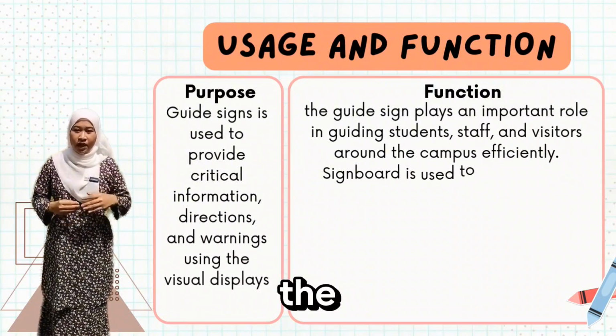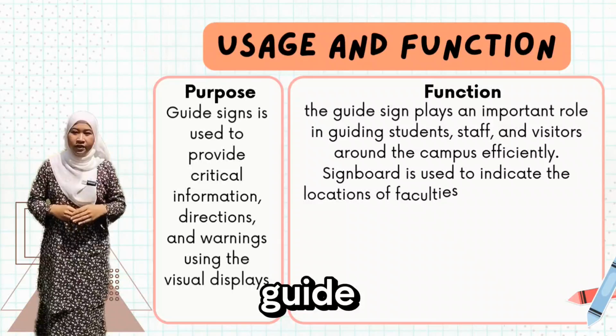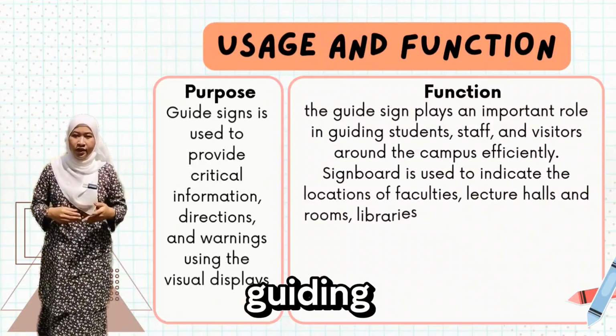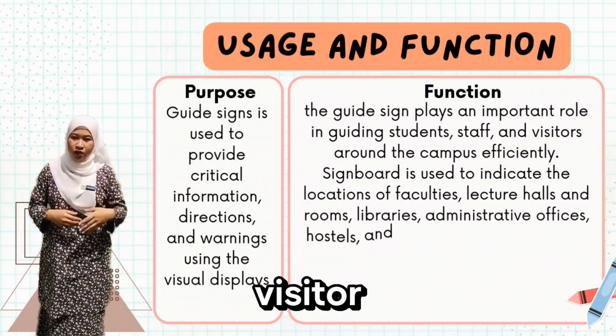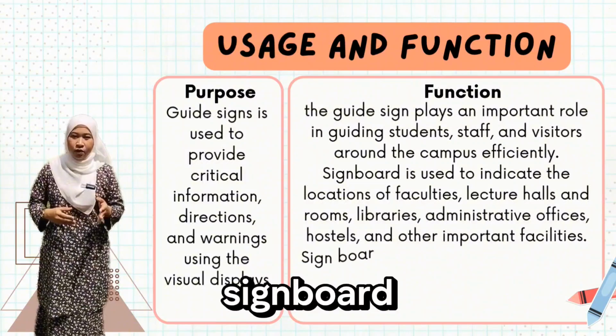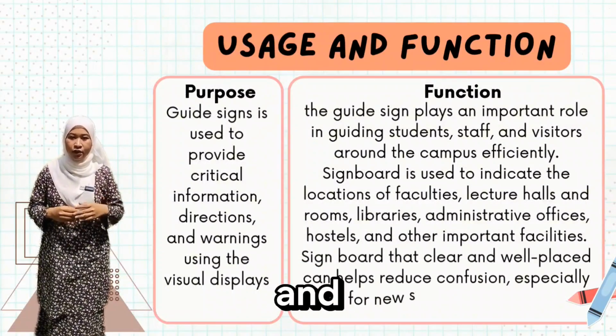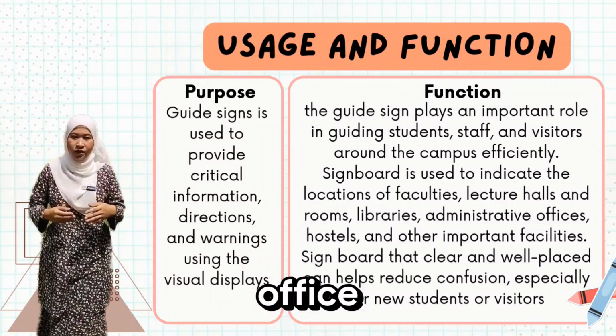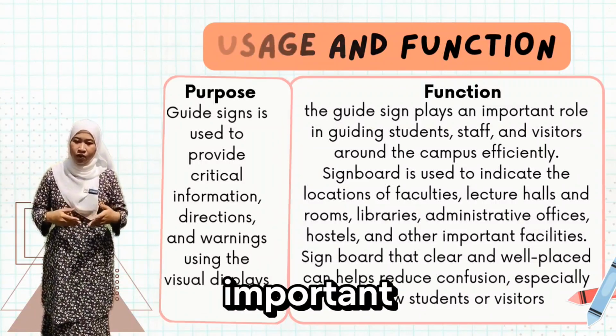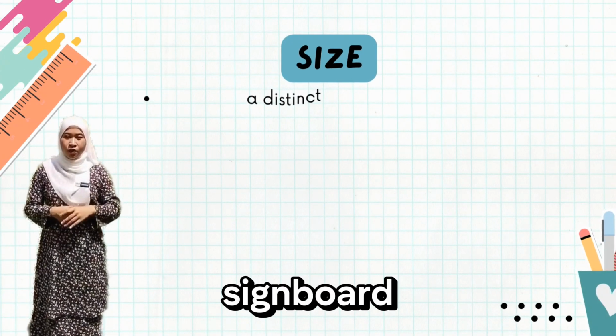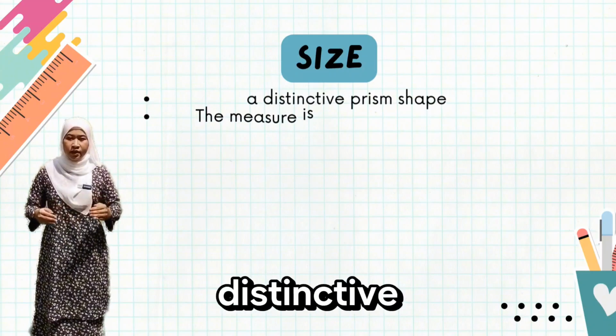The function of the signboard in our report is that the guide sign plays an important role in guiding students, staff and visitors around the campus efficiently. The signboard is used to indicate the location of faculties, lecture halls and rooms, library, administrative office, hostel and other important facilities. The size of the signboard we selected has a distinctive present shape.